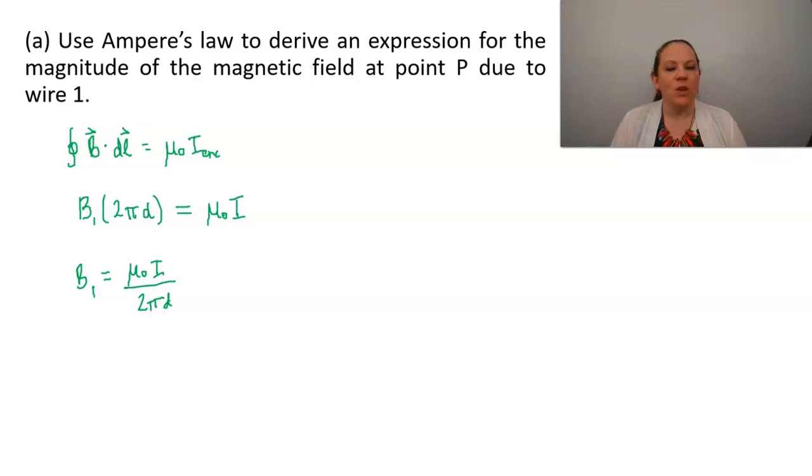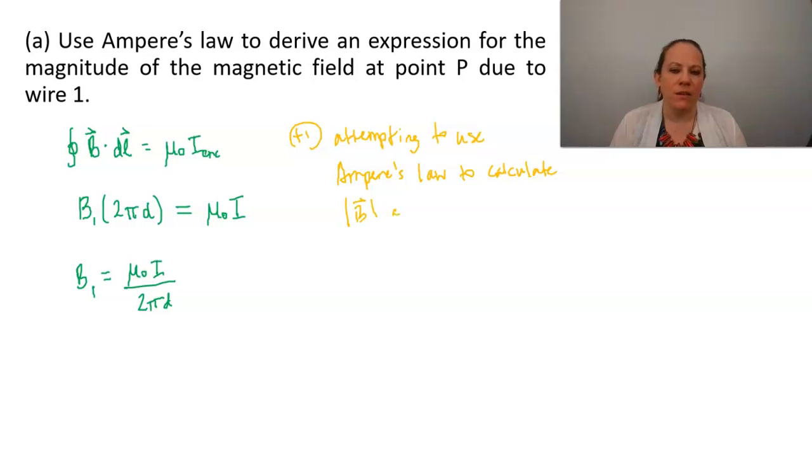So for scoring, we're going to have 1 point for attempting to use Ampere's law to calculate the magnitude of the magnetic field at point P. And then our second point is going to be for a correct answer.